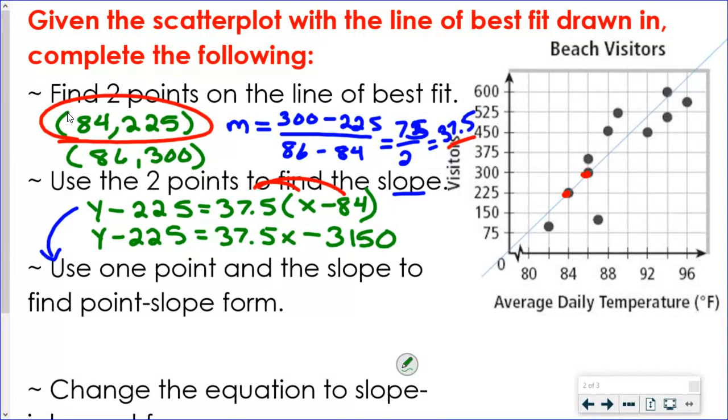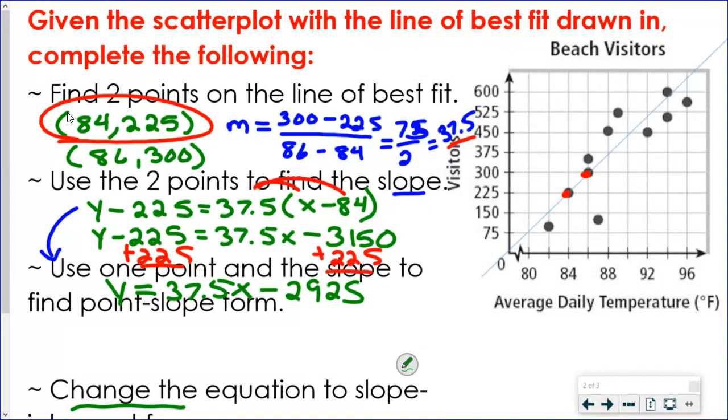Okay. Then we're just going to add 225 to both sides. And we get y equals 37.5 times x. And then we're going to just subtract that and get minus 2925. Now, that's changing it to slope-intercept form, which is what it says way down here, but you guys probably can't see that real well.